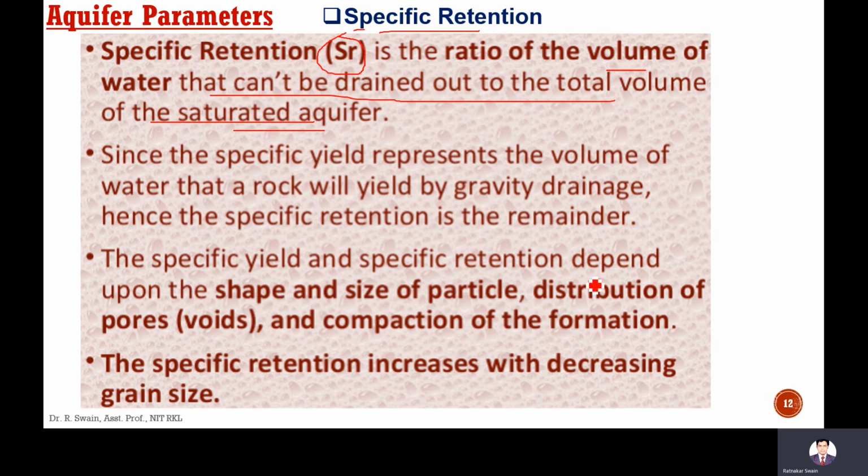The specific yield and specific retention depend upon the shape and size of particles, distribution of pores or voids, and compaction of the formation. The specific retention increases with the decrease in grain size. If particle size decreases, the retention capacity of the soil increases, which means we can extract less water. So specific yield decreases and specific retention increases if the particle size decreases.